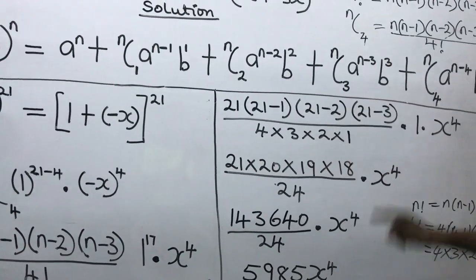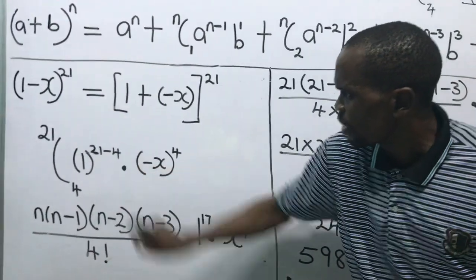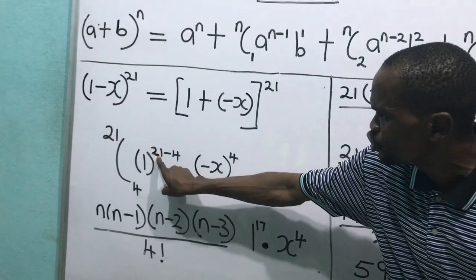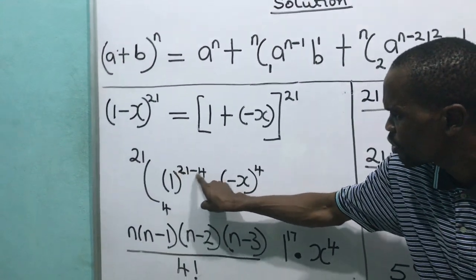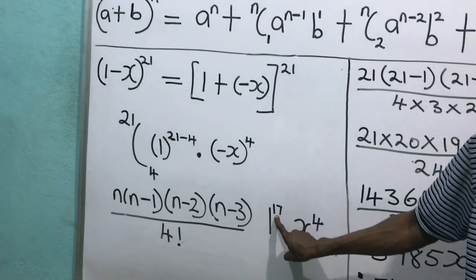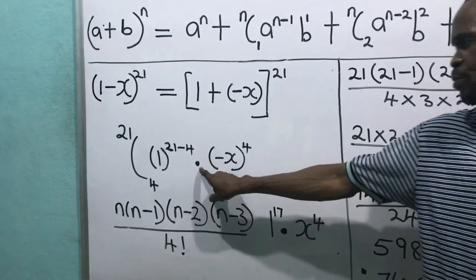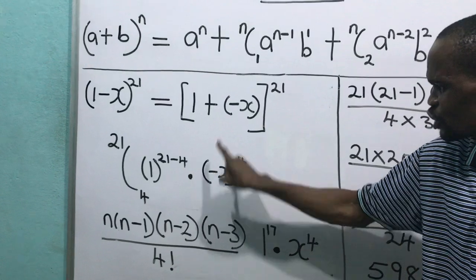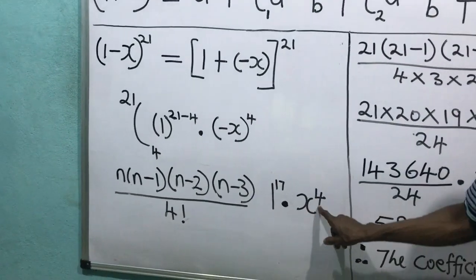Then now, what happened to my 1? Look at the 1 here. This 1 raised to power 21 becomes 1 raised to power 21 minus 4, which will give me 1 raised to power 17, dot, which is multiplication. This x raised to power 4 will give me x raised to power 4.